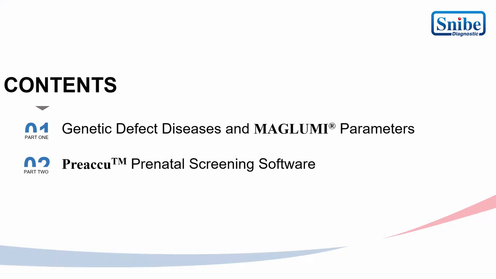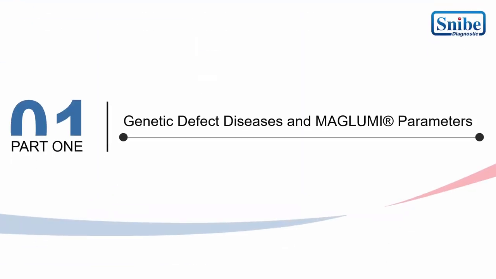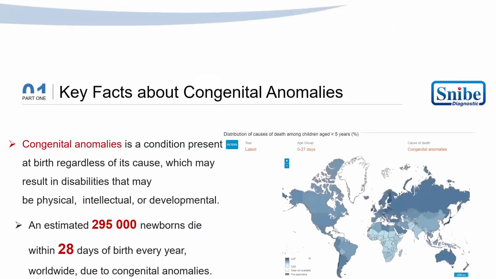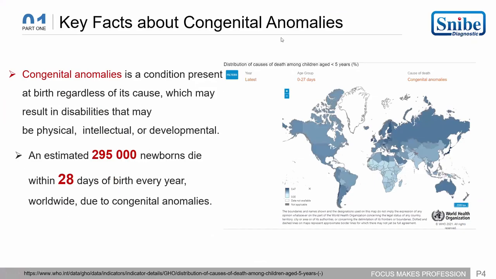Along with those parameters and assays, we have a comprehensive prenatal screening software called Preco. This software is very helpful to analyze the risk of congenital abnormalities or anomalies. That's why this presentation has two parts. So let's start with genetic defect diseases and the Maglumi solution from the SNIBE platforms that we have.